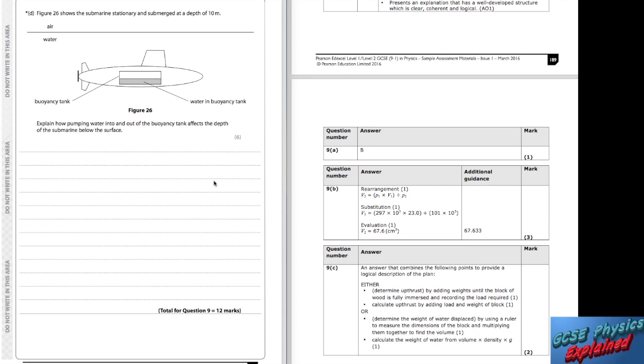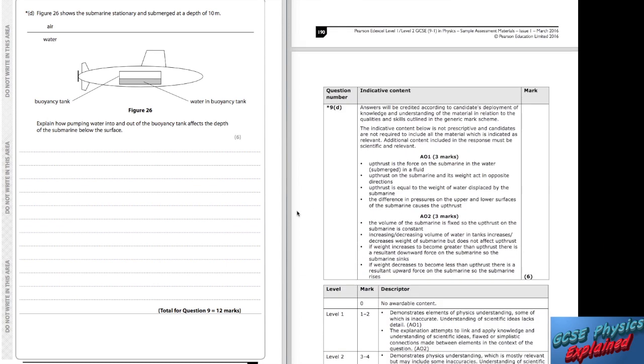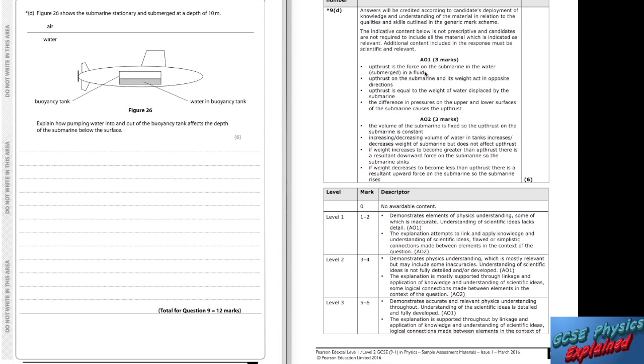Question D. Figure 26 shows a submarine stationary and submerged at a depth of 10 meters. Explain how pumping water into and out of the buoyancy tank affects the depth of the submarine below the surface. So upthrust is the force on the submarine in the water when it's submerged in a fluid. Now the upthrust on the submarine and its weight act in opposite directions. So your weight's going down, upthrust's going upwards. Upthrust is equal to the weight of water displaced by the submarine.